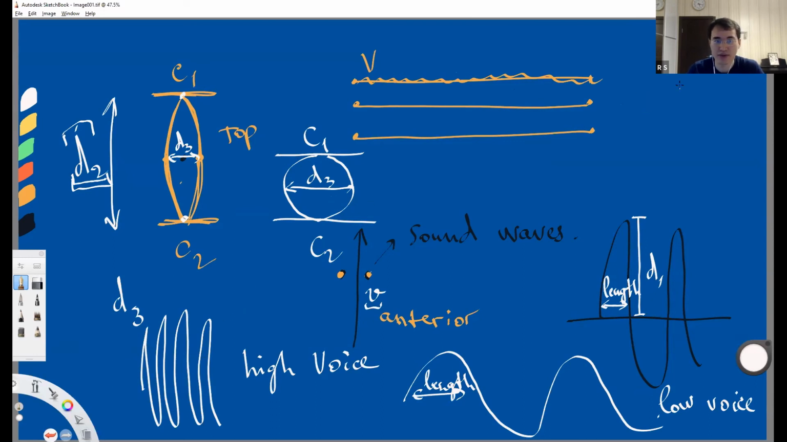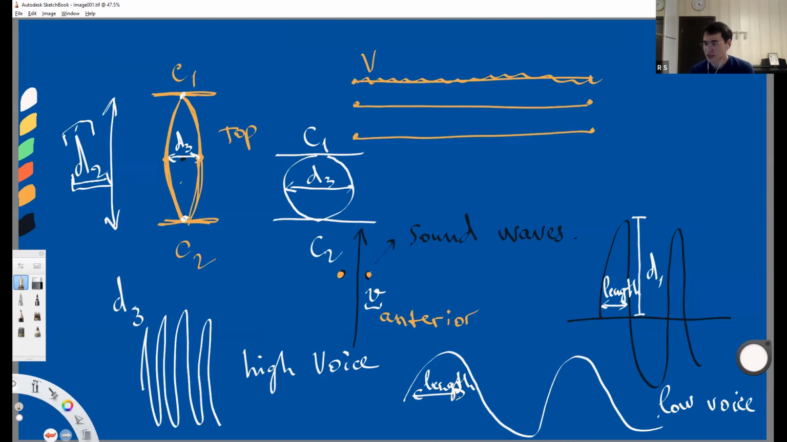We can manipulate these sound waves further in our mouth using the lips, the teeth, the tongue, and by increasing the cavity of our mouth, so it's like the volume inside our mouth. Whenever we increase it, we further increase the lengths, the wavelengths, etc.